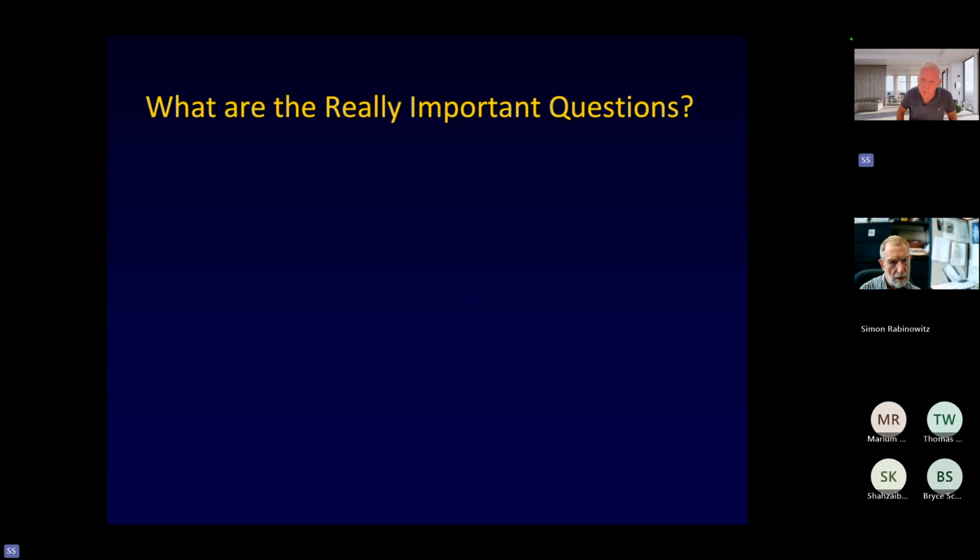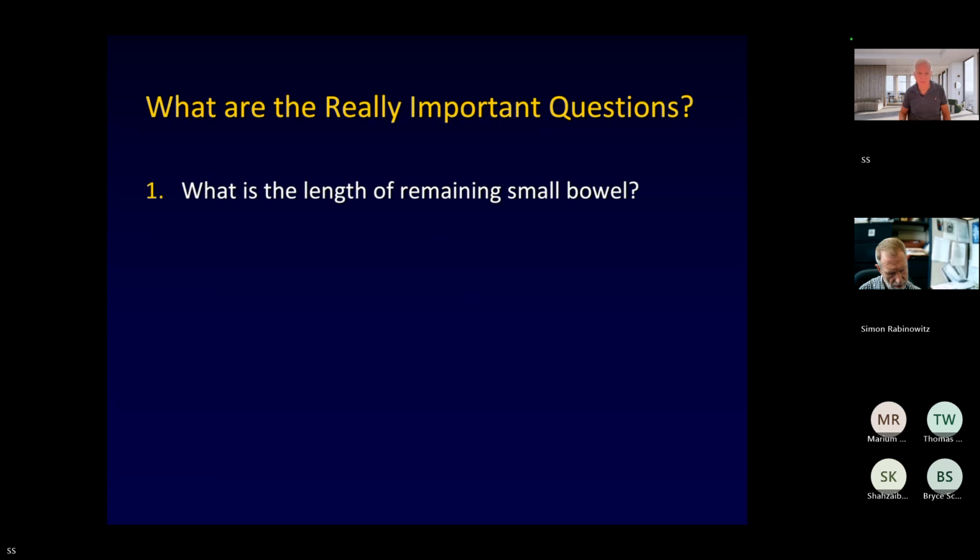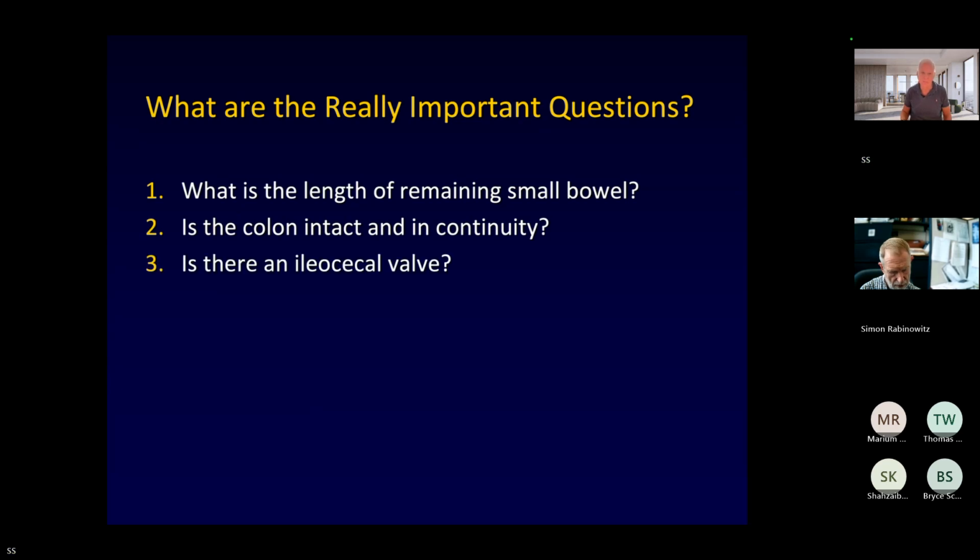So what are the really important questions one has to ask when determining whether or not a patient has intestinal failure? What is the length of the remaining small bowel? Is the colon intact and in continuity? Is there an ileocecal valve? And when you see a patient in the NICU who they're asking you to see for, quote, short bowel syndrome, these are the questions you should be asking. What part of the small bowel is gone?